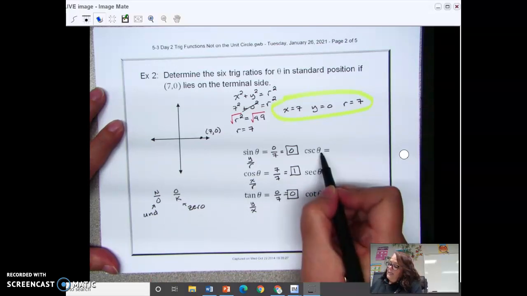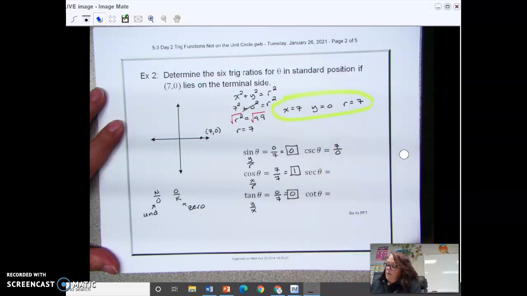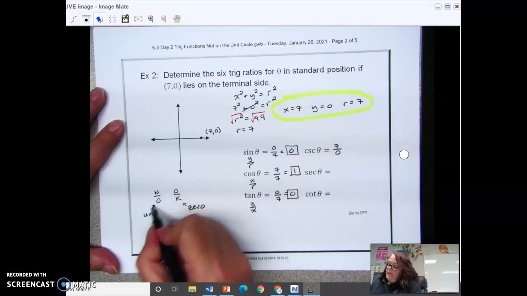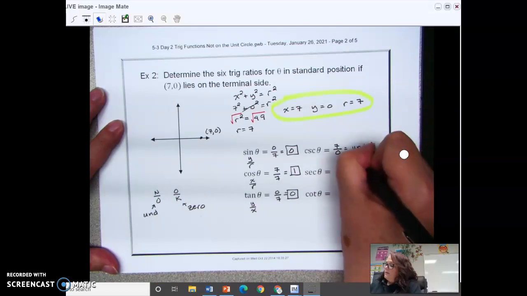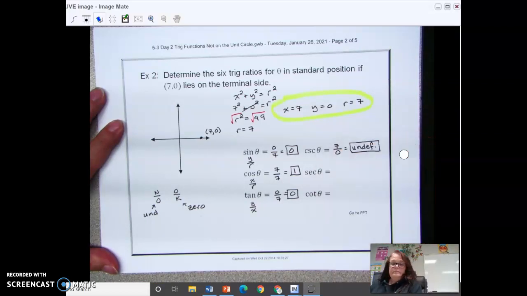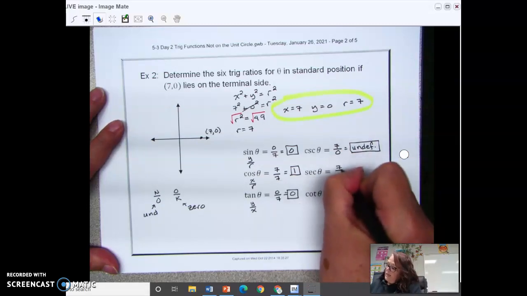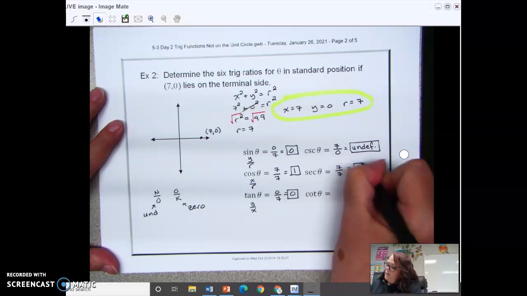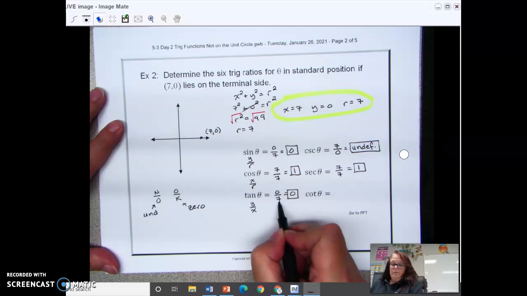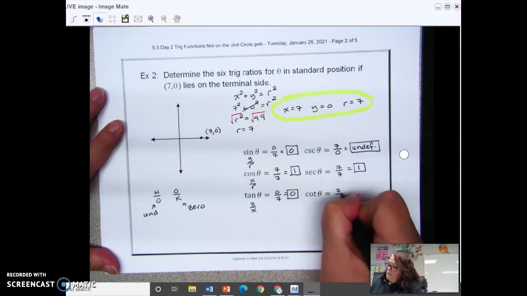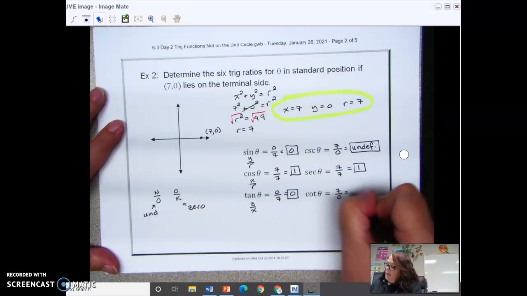Over here, the cosecant of theta is the reciprocal of this one here, so we would get 7 over 0. And since that looks like a no, that's going to be undefined. Okay. Secant of theta is the reciprocal of cosine, so I still get 7 over 7 or just 1. And then cotangent of theta is the reciprocal of 0 over 7, which is 7 over 0. And again, that's a no situation, making my answer undefined.